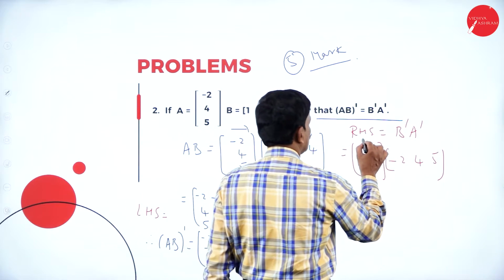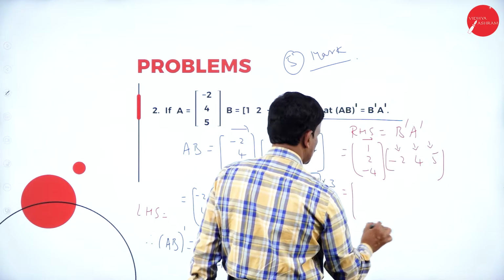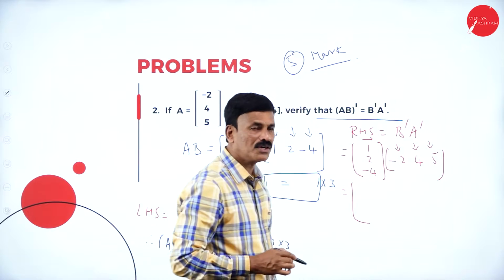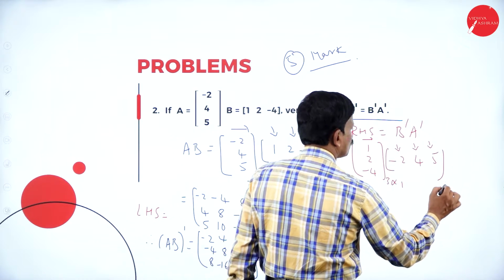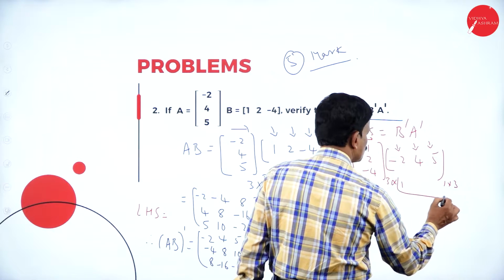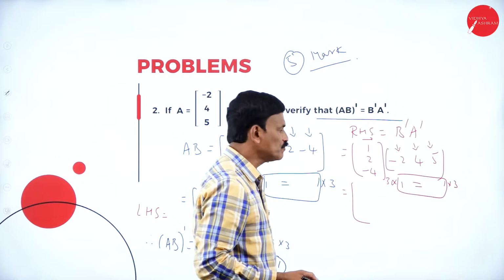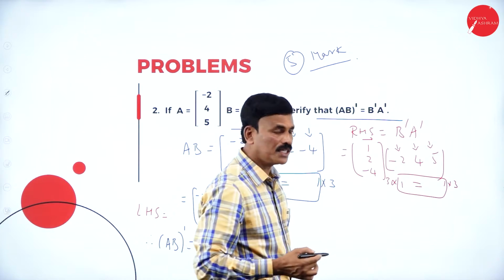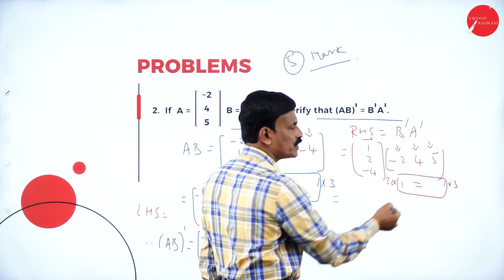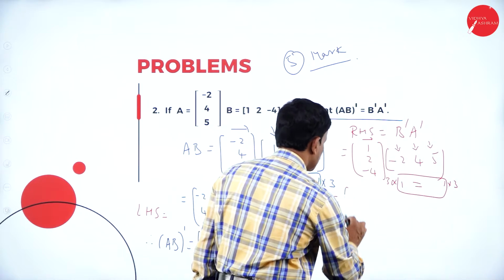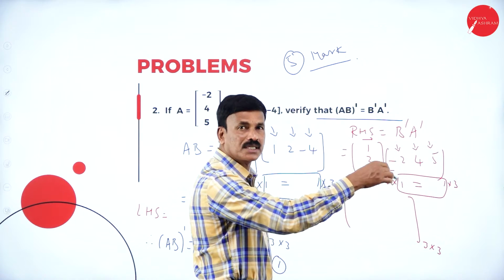Now, similarly, first row, first column, second column, third column. What is that equal to? Check, this is also of some order. What is the order? 3 rows, 1 column, and this is 1 row, 3 columns. Since these two orders are compatible, we are going to get a matrix of order 3 rows, 3 columns. Now let us multiply this. First row, first column, second column, third column.